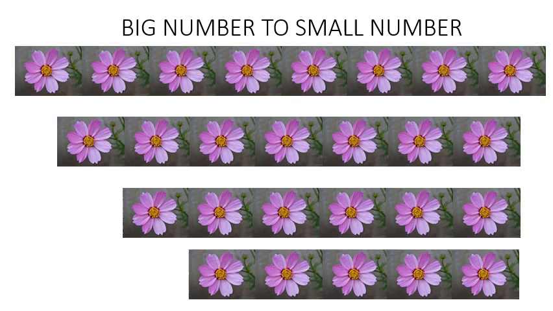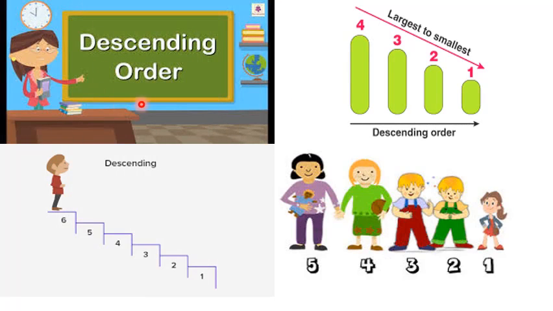Why did they arrange all this like this? Let us see. There is something waiting for us. Oh, we are going to learn about descending order. It is nothing but largest number to the smallest number. See, this boy is trying to get down the steps. 6, 5, 4, 3, 2, 1, 5, 4, 3, 2, 1.